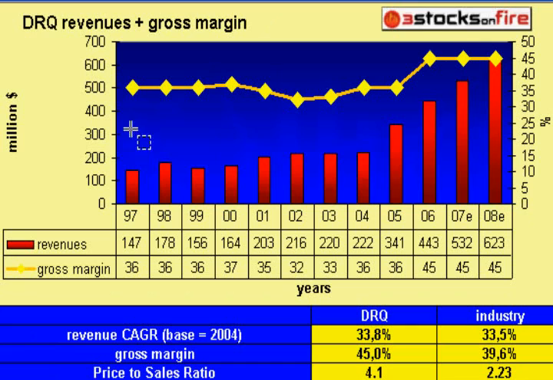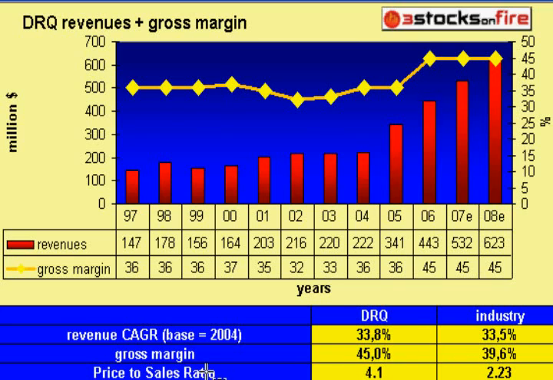Revenues and gross margin. There wasn't much growth until 04, then strong growth in 05 and 06, and expected for 07 and 08. Revenue compound annual growth rate with a base year of 2004 is 33.8%, and the industry average, but this is just from 2005, that's the data I got, is 33.5, so about average. Gross margin jumped a lot in 2006 from 36% to 45%. This is really a positive fundamental development, and the industry average is 39.6.